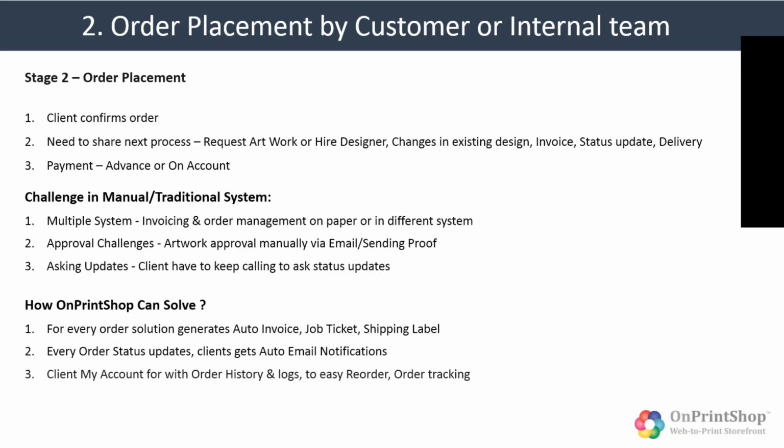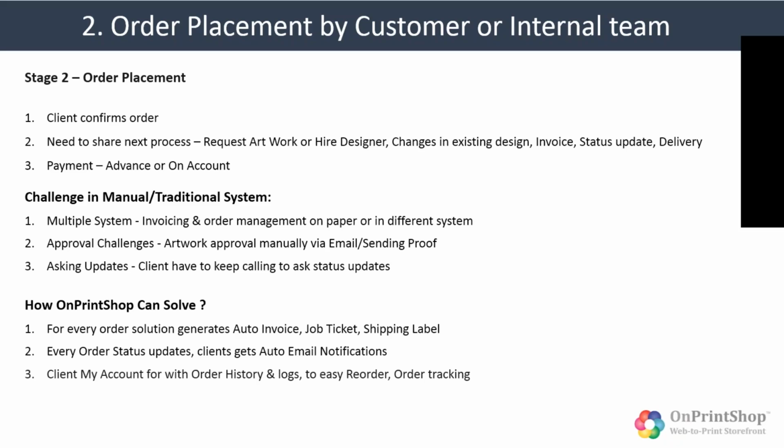So how can OnPrintShop solve this particular challenge? Any customer, whether a customer walks into your store or orders directly via the storefront, the solution generates an auto invoice, a job ticket, and a shipping label. So once that format is set, the system will generate the invoice and also email it to the customer. So you do not have to manually create the invoice and job ticket for your production department.